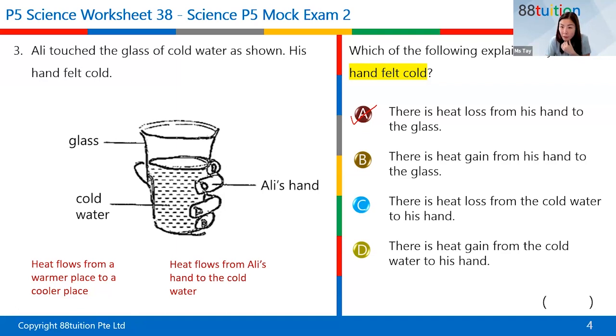Xiang Kun, you made the error here. Do you understand why you're wrong now? It's the way they phrase it. The way they phrase the statement, it sounds similar, but actually it's wrong. So you have to be very careful. In this kind of question, they are not just testing you on concept, they're also playing with words. So there is heat loss from his hand to the glass.